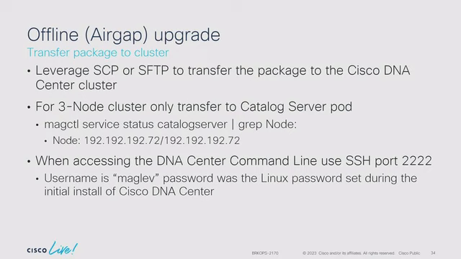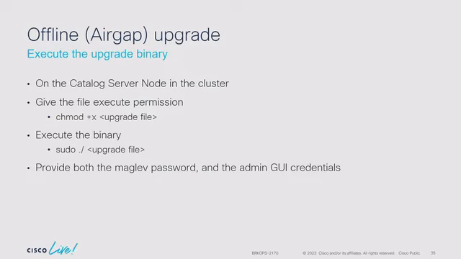When accessing the DNA Center using SSH, you will use the port 2222, and you will be asked for the maglev password, which we set during the installation. Once you do this, you will give the file itself the permission to execute, and then you will execute the binary file, and then provide both passwords for the maglev and for the GUI.